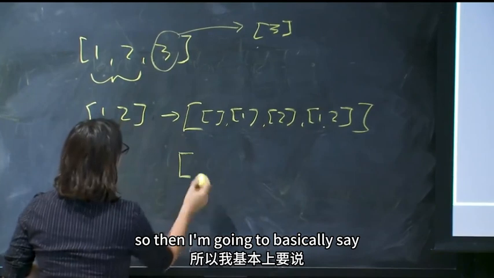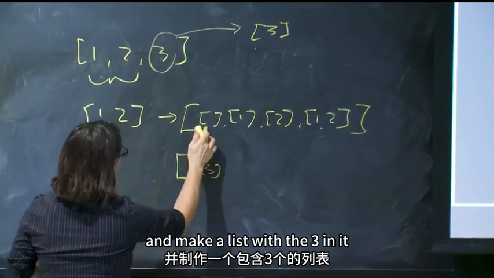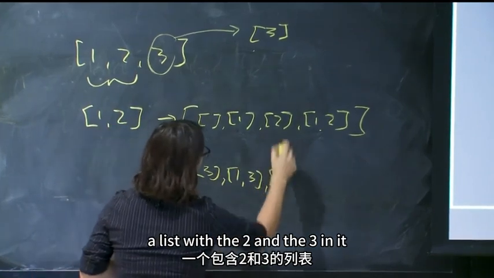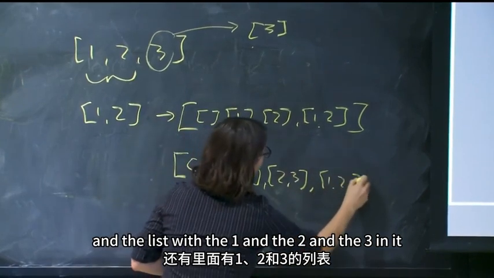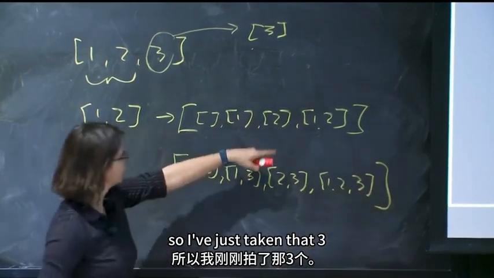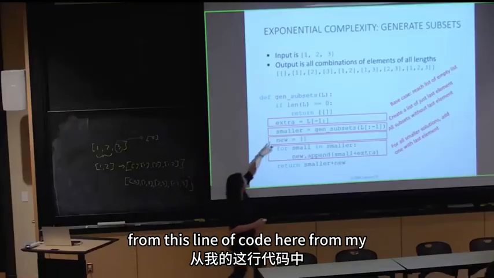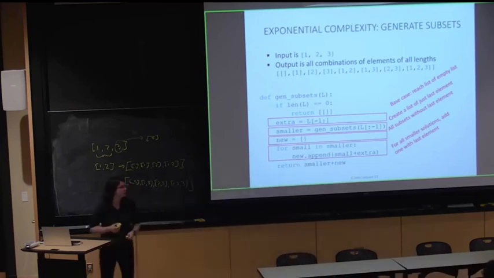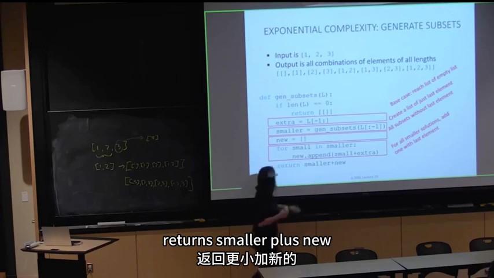So then I'm going to basically say, I'm going to take this 3 and make a list with the 3 in it, a list with the 1 and the 3 in it, a list with the 2 and the 3 in it, and a list with the 1 and the 2 and the 3 in it. So I've just taken that 3 and added it to everything that resulted from this line of code here, from my function calling itself. And then all it does is return smaller plus new.